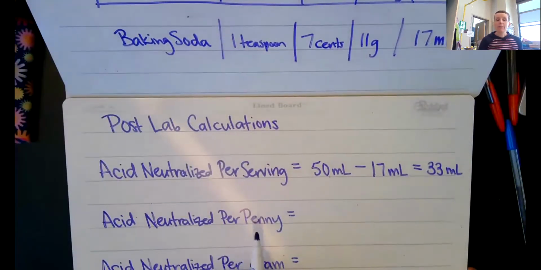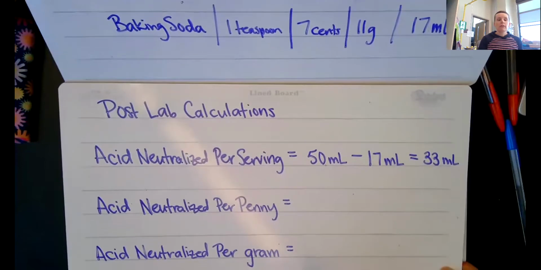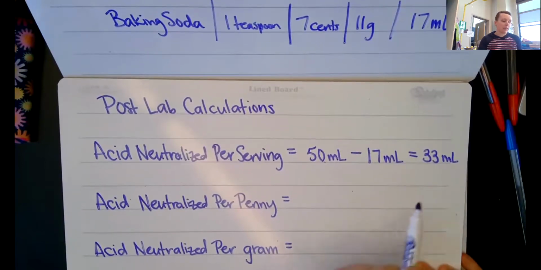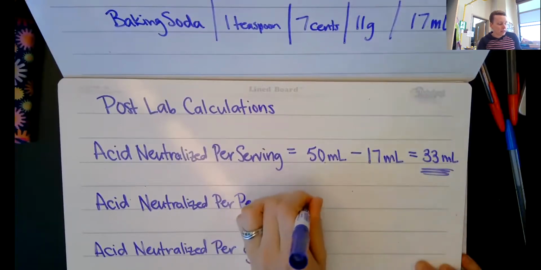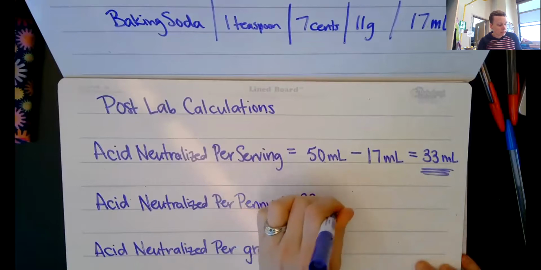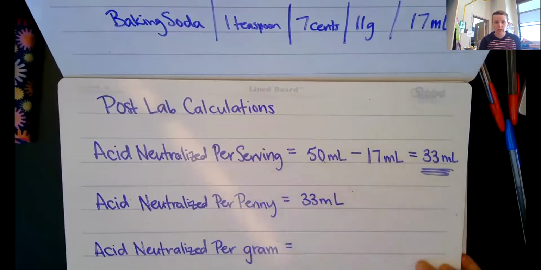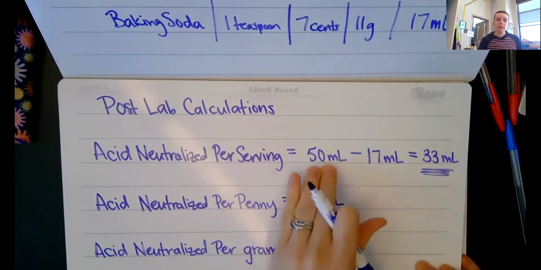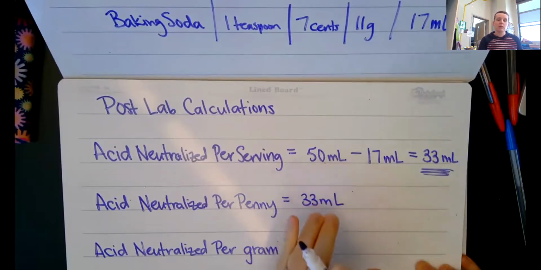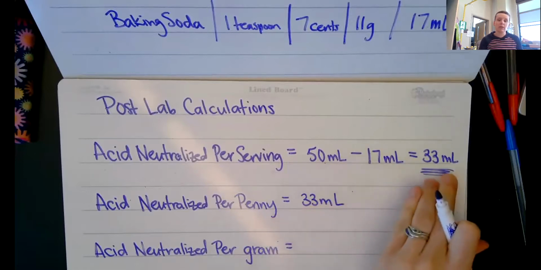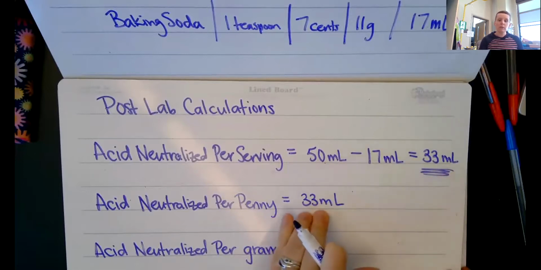Acid neutralized per penny. Well, now we're going to be using this number as our starting point, okay? In my stomach, the baking soda neutralized 33 milliliters of acid. So that's what I'm going to start with. This number will be different for each calculation. Up here, we are always going to start with 50. But in row 2 of that data table, you're going to start with whatever your answer was up here. So 33 milliliters of acid was neutralized by the baking soda.